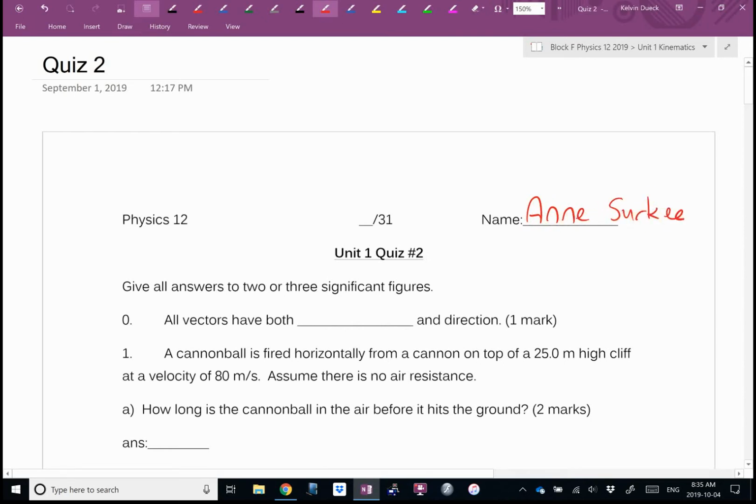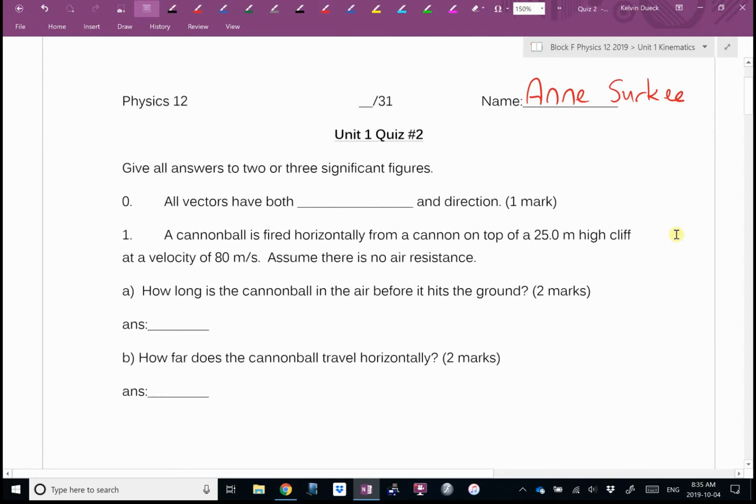Sirkey. Give all answers to 2 or 3 sig figs. Question 0. All vectors have both magnitude and direction. 1 mark.